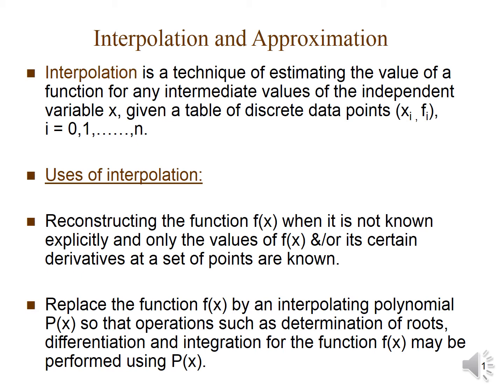Given a table of discrete data points (xi, fi), it means we have x as the independent variable and y or f(x) as the dependent variable, and we are trying to find the value of function f at a particular value of x which is lying between these data points.